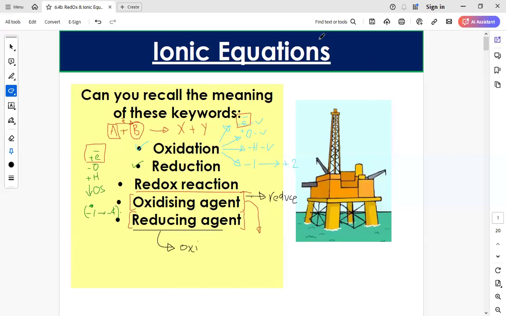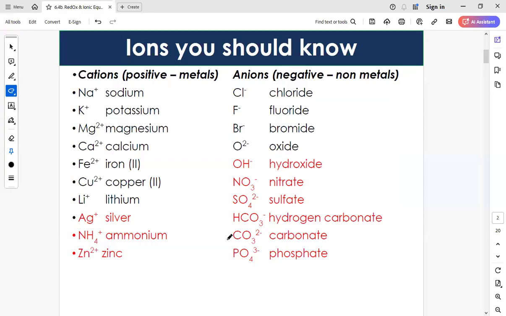Okay, so earlier we talked about redox reactions. We went over oxidation, reduction, redox reactions, and we also talked about what an oxidizing agent and a reducing agent are. These are some of the important high yield ions that you should know for your exams. ठीक है, इन सब के आपको charges and सबके oxidation states should be on your fingertips.